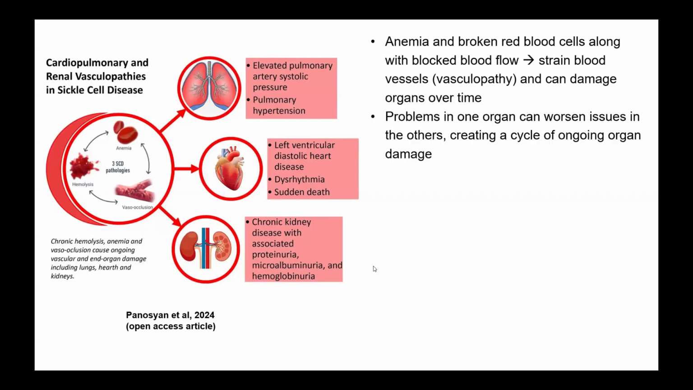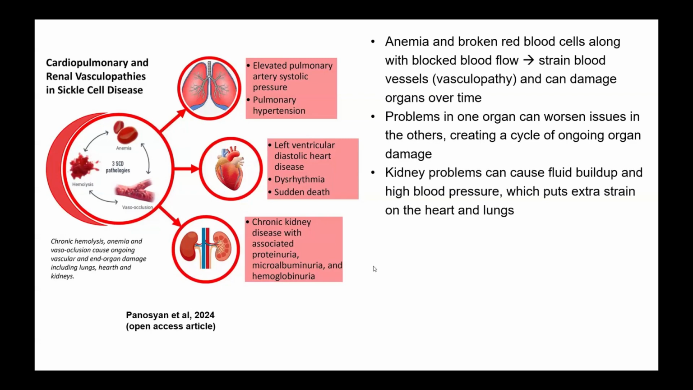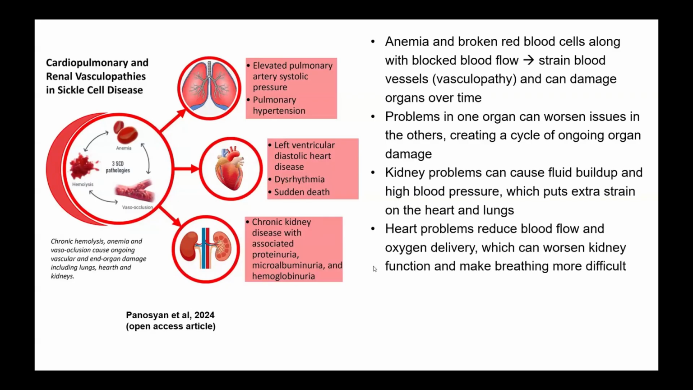Now, the important thing is that as that progresses and you get damage in one organ, it can create a cycle where problems in one organ can cause issues in another. So for example, it can cause problems with the kidney, and that can lead to fluid buildup, that can lead to high blood pressure, and that can put extra strain on the heart and the lungs.